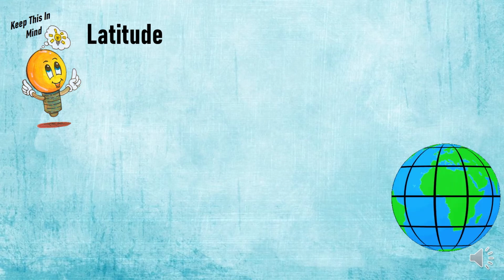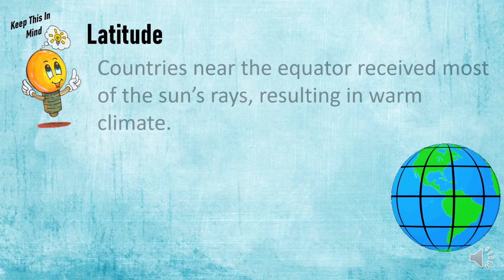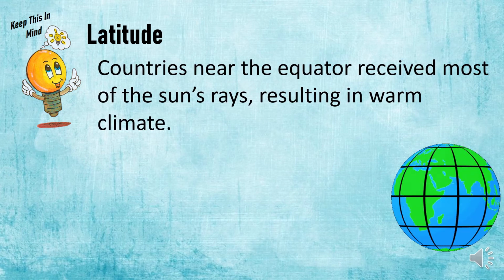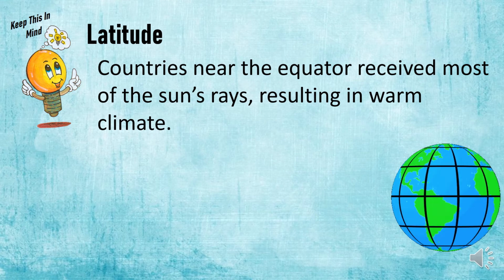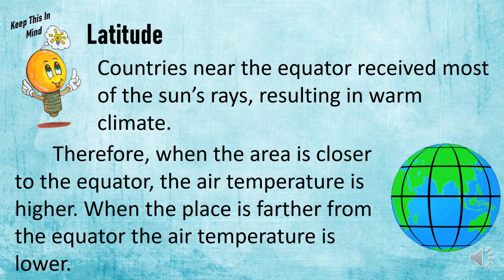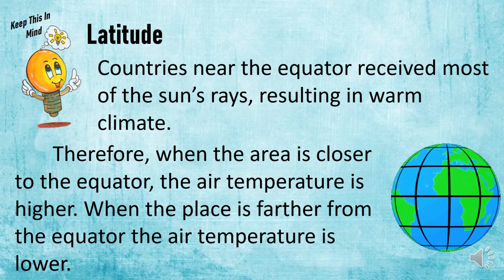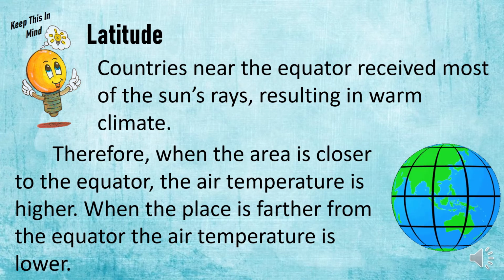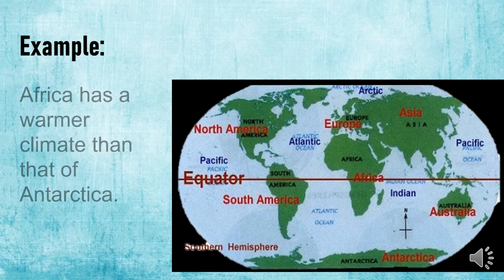In terms of latitude, countries near the equator receive most of the sun's rays, resulting in a warm climate. Therefore, when the area is closer to the equator, the air temperature is higher. When the place is farther from the equator, the air temperature is lower. Example: Africa has a warmer climate than that of Antarctica. It shows that Africa is nearer to the equator when compared to Antarctica.